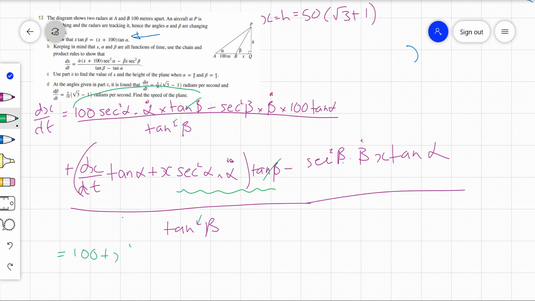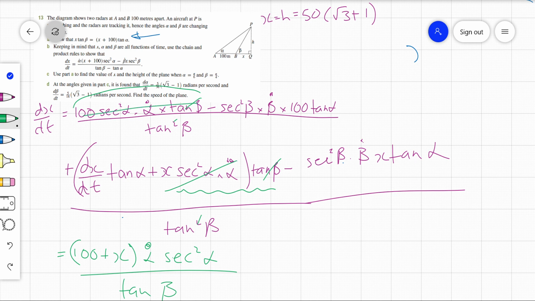So that's 100 plus x, lots of, I'll put the alpha dot first, that's alpha dot and sec squared alpha, and that would just be on tan beta. So it's like I've covered that section and this section.